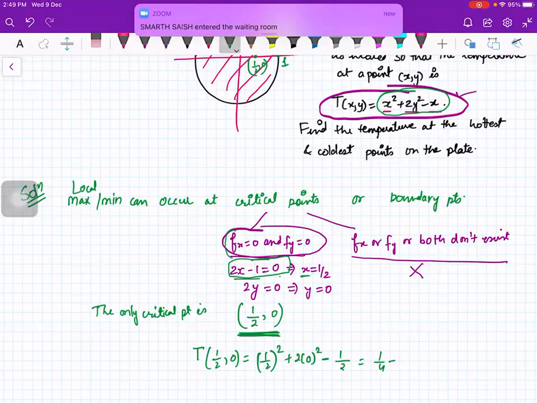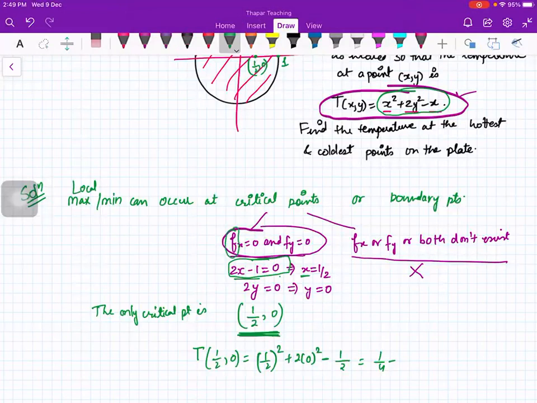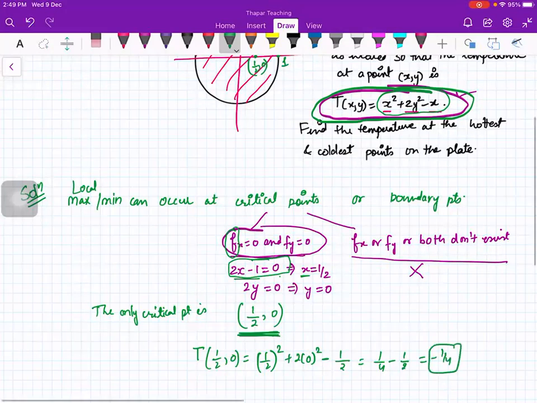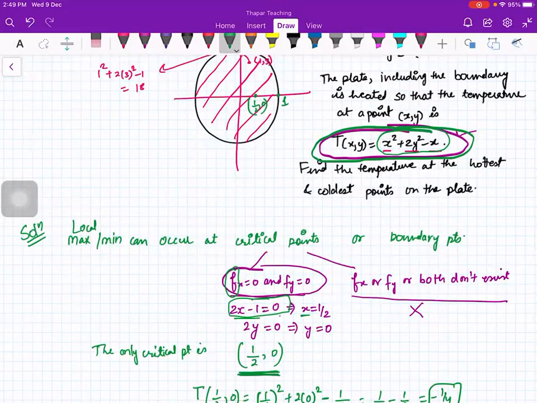Whatever is the function, if f is a function for which you are finding the maxima and minima, you will differentiate that function. Here your function is temperature, so you will differentiate temperature. So this is 1 by 4 minus 1 by 2, so this is minus 1 by 4. So temperature at this point half comma 0 is minus 1 by 4.